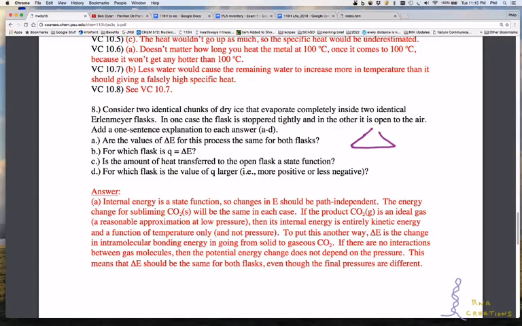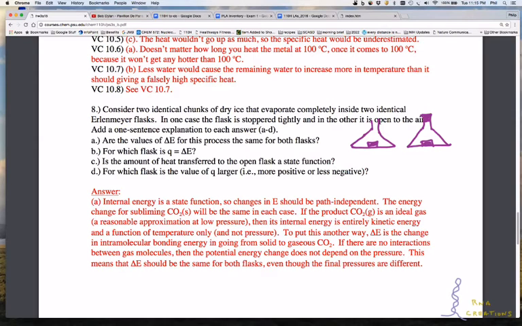So I'm going to go ahead and do that. In one of these, it's open to the air, and then the other one is identical, but it's stoppered. And there's a chunk of dry ice in here. And we know what happens. That's going to sublime, and it's going to become a gas.